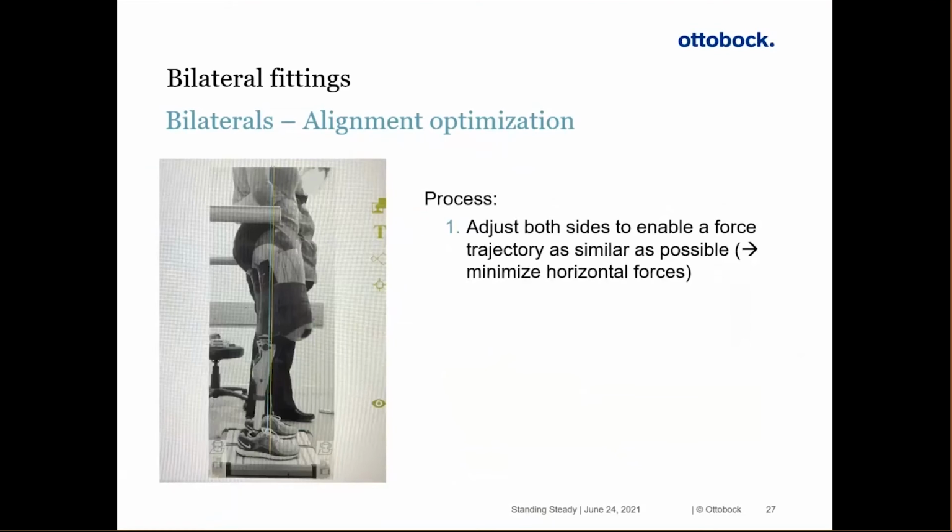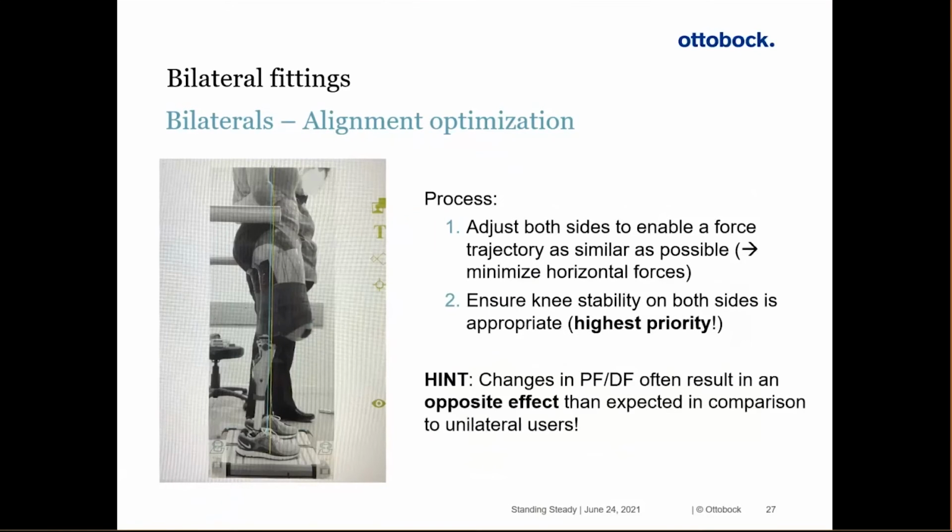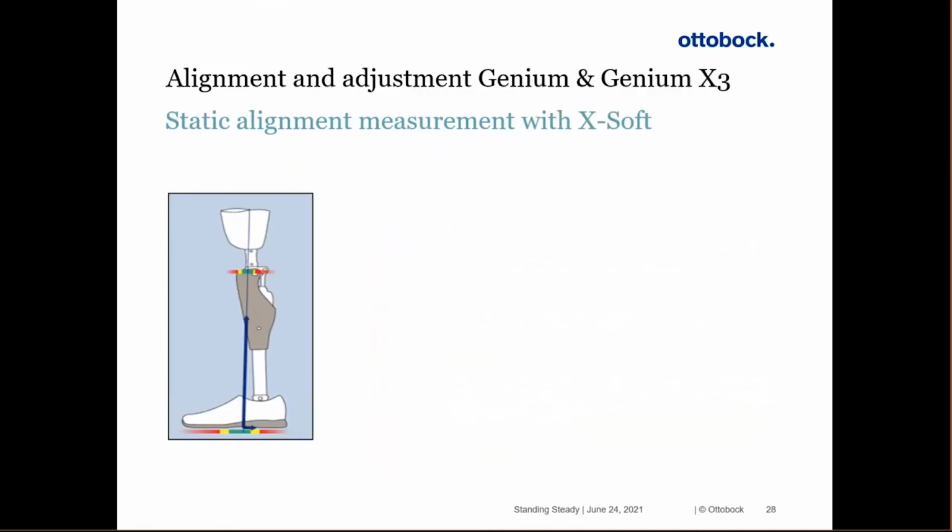The process would be to adjust both sides to enable a force trajectory as similar as possible, minimizing those horizontal forces, but we may not get them to both be 0 or both be quite equal. Knee stability is going to be our highest priority, and if we have a good alignment, then really it should just be small changes in plantar flexion or dorsiflexion once we have really dialed it in. So here, if you look at this alignment, they had to change and move and bond and rebond this socket several times to be able to dial in this user. It can take time and it can be challenging, but if you spend the time here, then they'll be the most successful they can be.